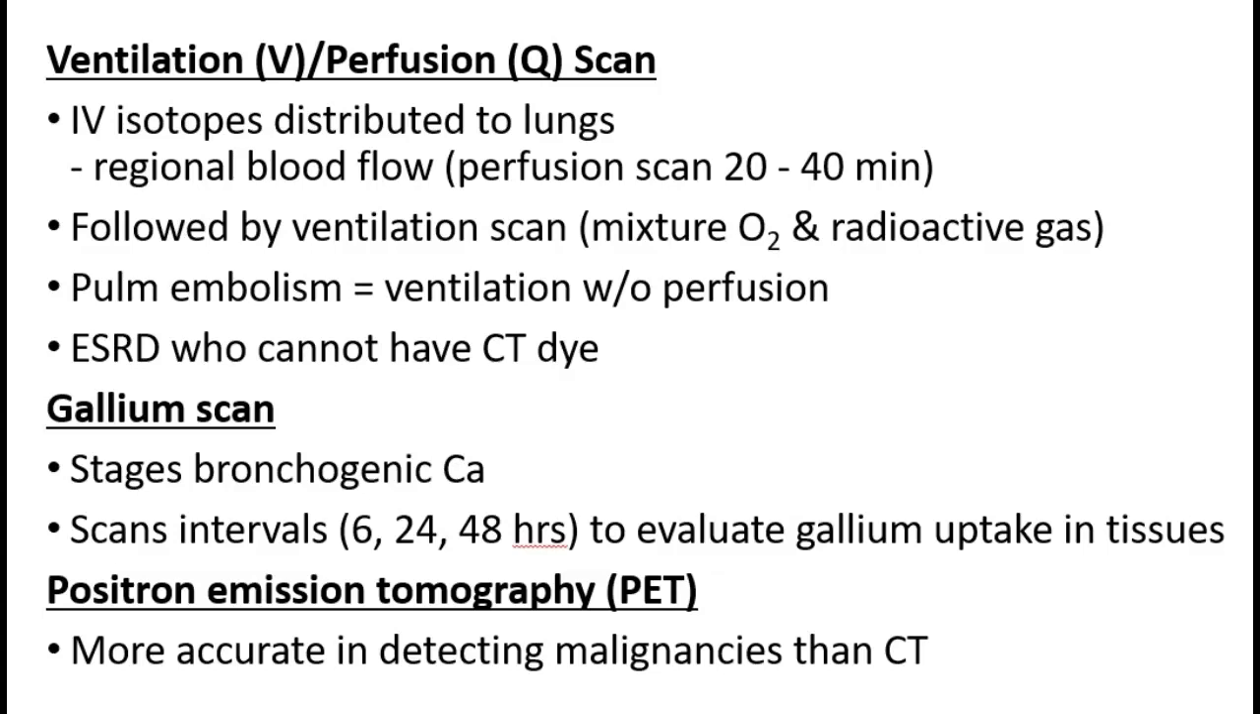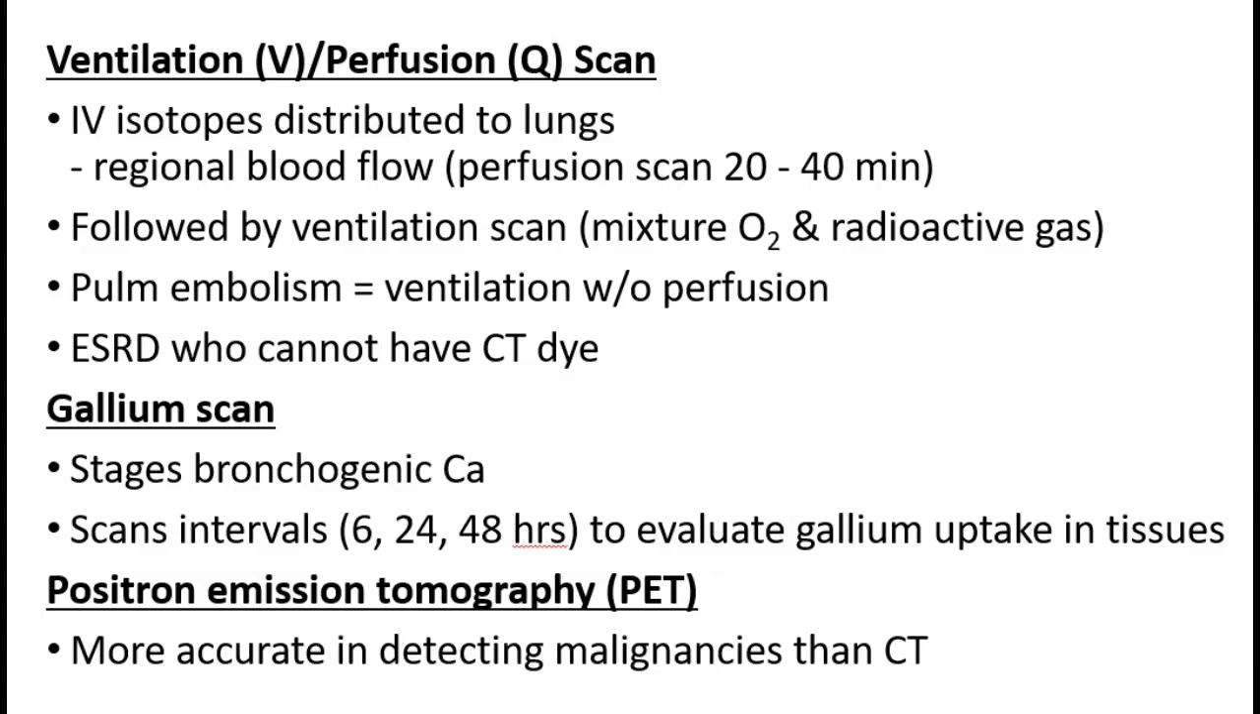And for example, if we have good ventilation but not circulation, so perfusion, then that would rule them in for a pulmonary embolism. And because this doesn't use CT dye, for those people with renal disease that we suspect a PE, the VQ scan may be appropriate for them.